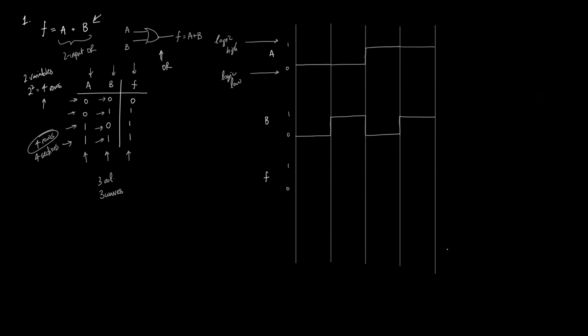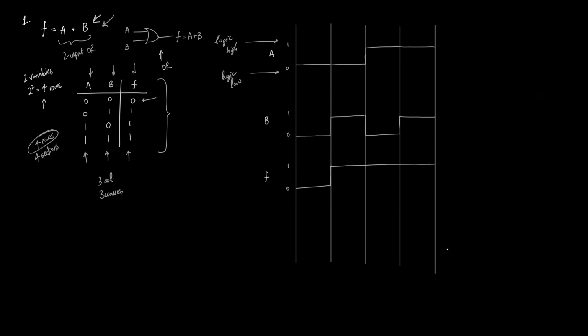So now that we have the waveform for B and A, we can go ahead and make the waveform for F. So for F, we know that in the first row, it's going to be 0, which means in the first section, it's going to be 0. And then after that, it's always 1. So it's going to go up to 1. And then for the rest of this timing diagram, F is going to be 1. So this would be the timing diagram that corresponds to this truth table and this function.